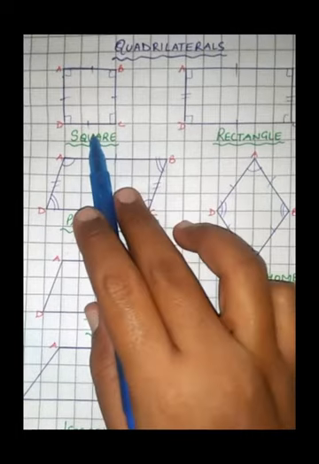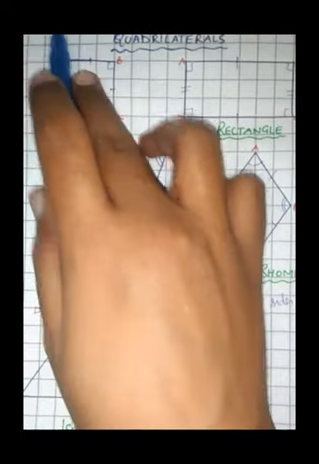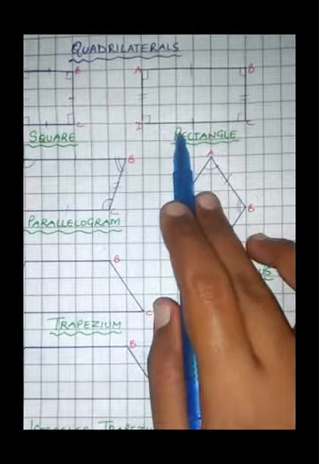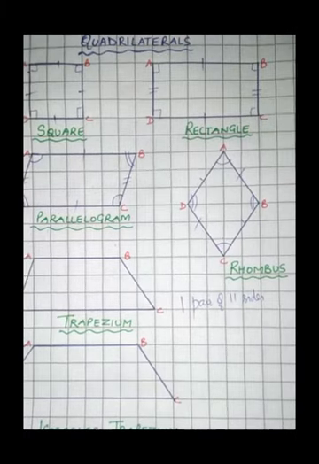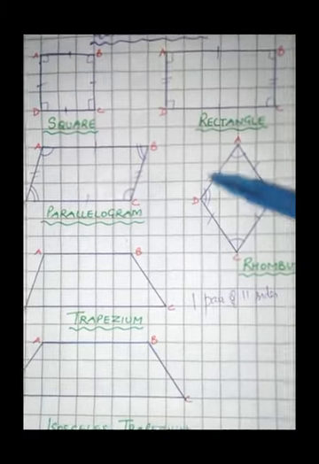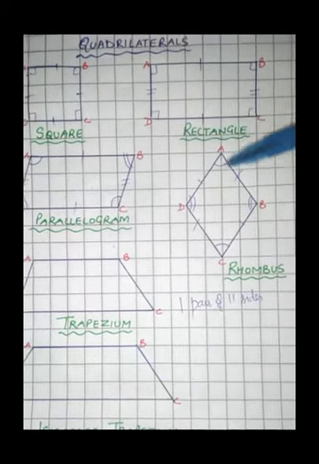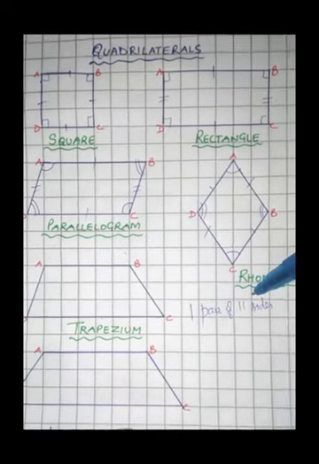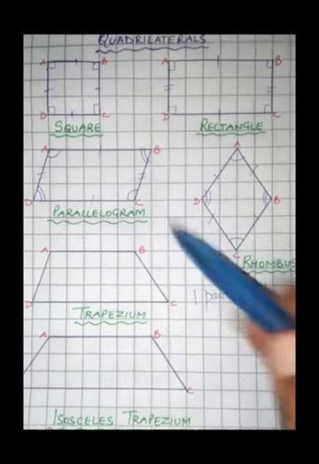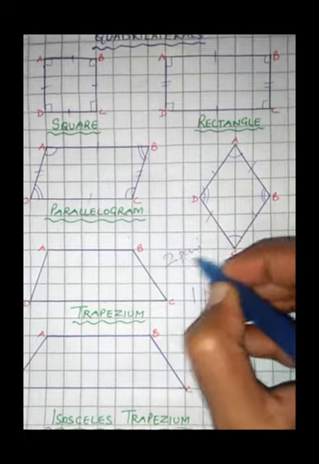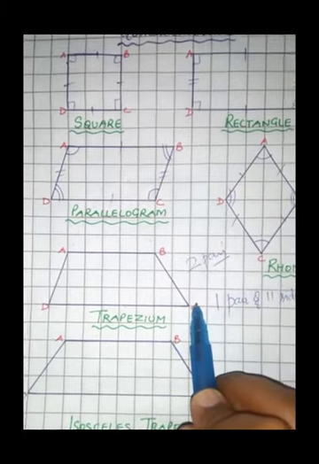But here it is not so. Here we have two pairs of parallel sides: AB and DC are parallel, and AD and BC are parallel. Here also you can see that these two sides are parallel and these two sides are also parallel. In a parallelogram also and in a rhombus also, if we extend AD and BC, they will never meet. Similarly, if we extend AB and DC, they will never meet. So in all these four quadrilaterals, we have two pairs of parallel sides. Remember, in a trapezium we have only one pair of parallel sides.